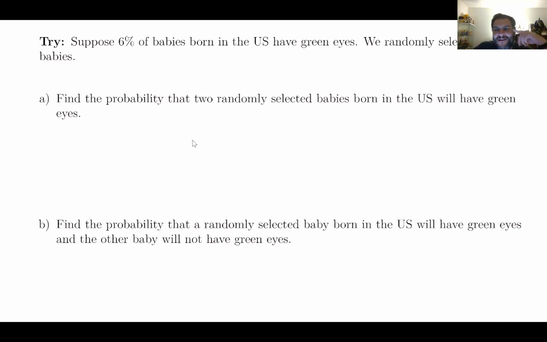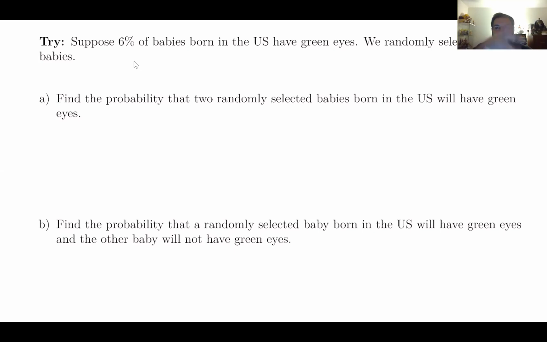Okay, so let's go over the problem. For the most part, a lot of you got it right, but if you got it off, follow along with me so we can see what you did wrong. This one says, suppose 6% of babies born in the US have green eyes. We randomly select 2 babies.